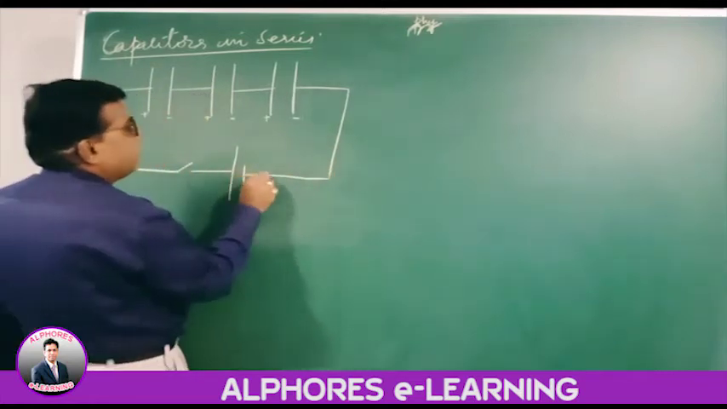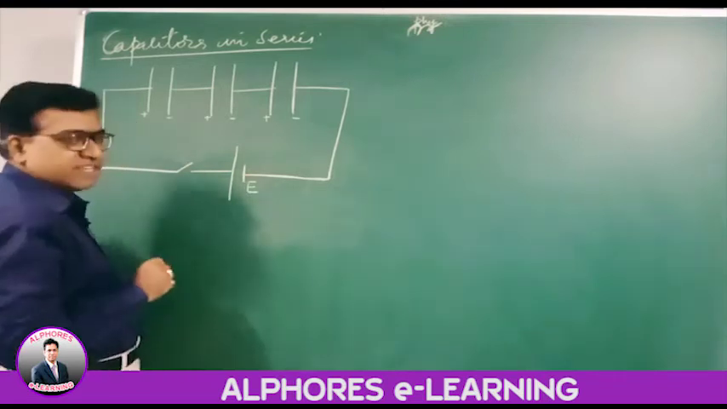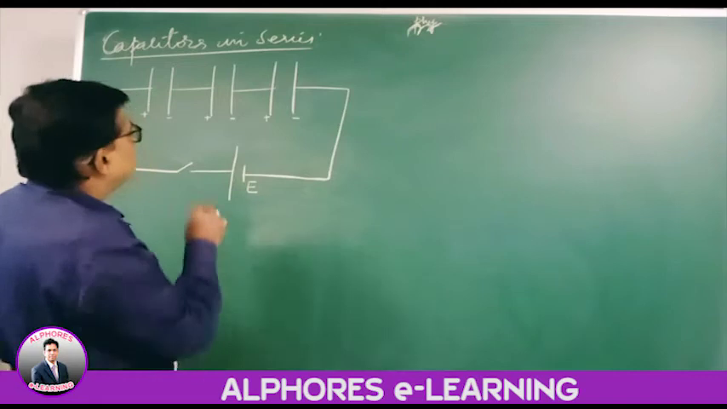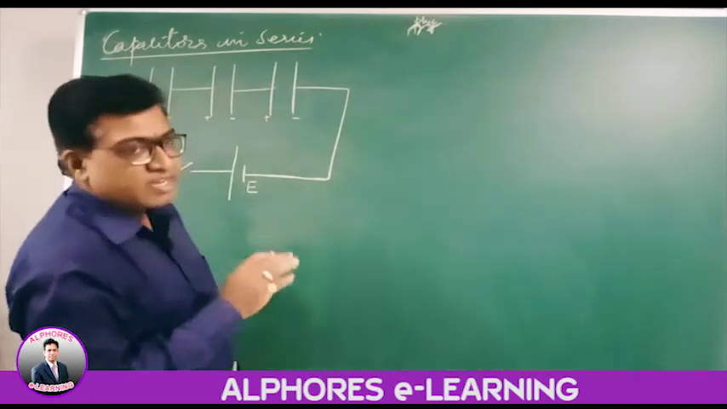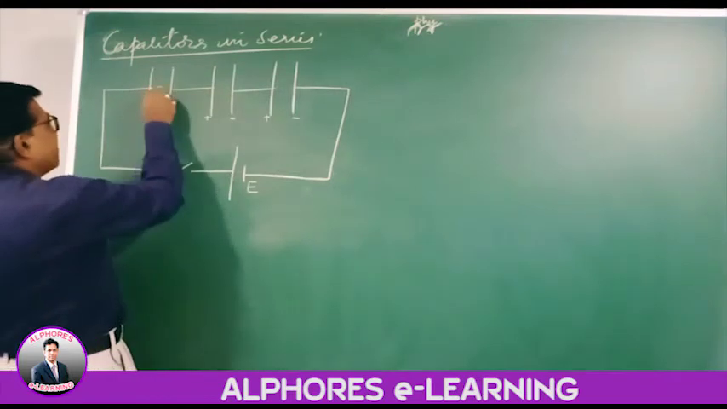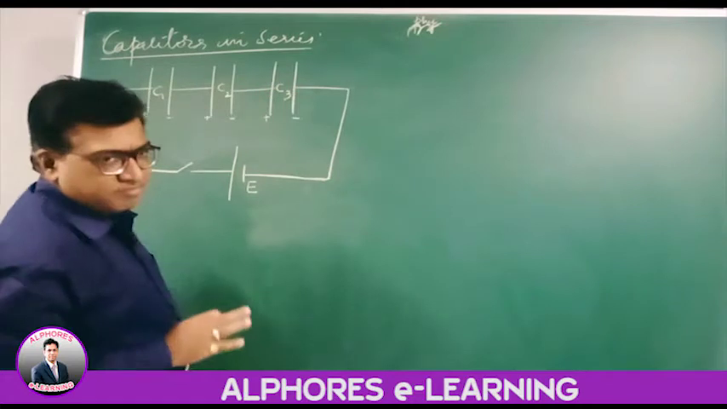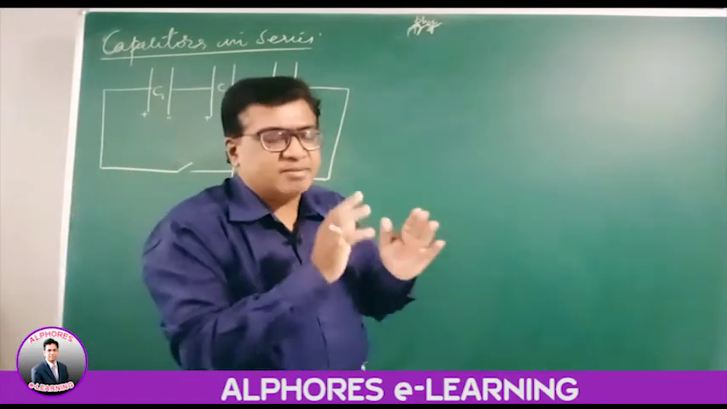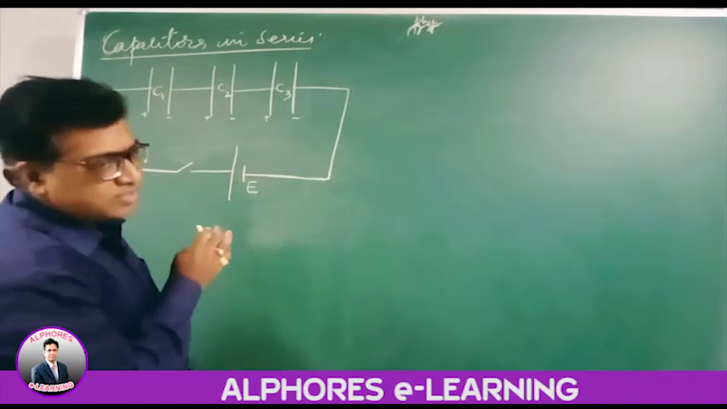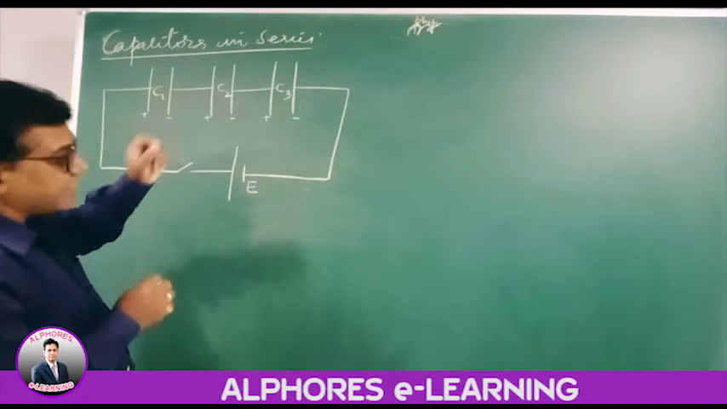This is a battery, let's suppose a cell whose EMF is E; the potential difference it can apply is E. Now this is connected with the help of a key to 3 capacitors. Let us consider 3 capacitors C1, C2 and C3 of different capacity. I am representing the capacitors with their electrical symbol, which is 2 parallel lines like this. So let us consider 3 capacitors C1, C2, C3 connected in series.